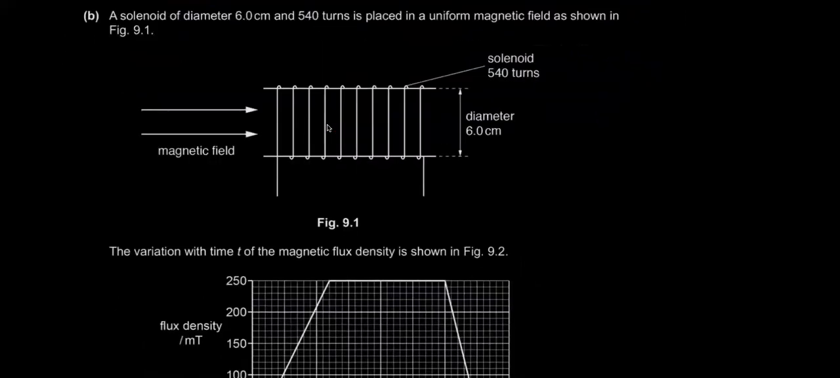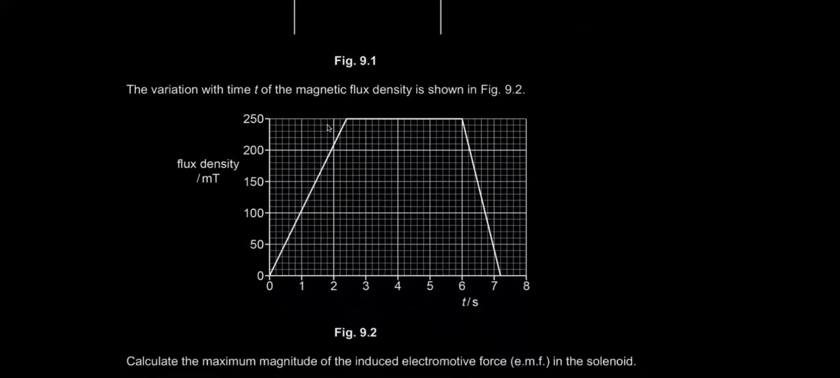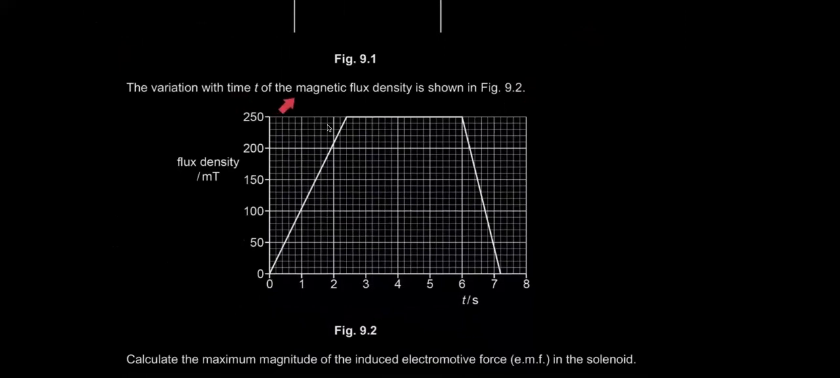The next part. A solenoid of diameter 6 centimeters and 540 turns is placed in a uniform magnetic field as shown in figure 9.1. So the solenoid is placed inside a magnetic field. The solenoid has 540 turns and the diameter of this is 6 centimeters. The variation with time t of the magnetic flux density is shown in figure 9.2. So this is how the flux density is changing with time. This is not constant. Calculate the maximum magnitude of the induced EMF in the solenoid.